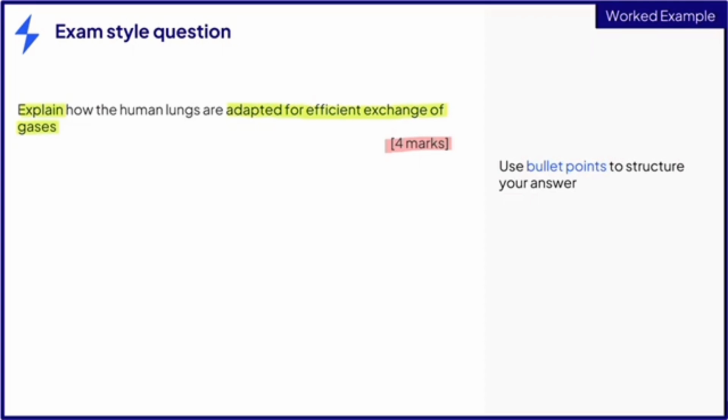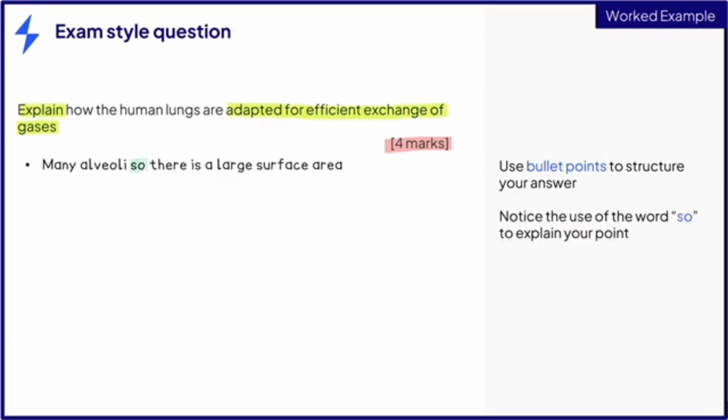Start with the main gas exchange surface of the lungs, the alveoli. We have many alveoli in the lungs. We need to explain this. Why is it important? Many alveoli give the lungs a large surface area. Notice the use of the word so here to help with your explanation, which keeps it simple.